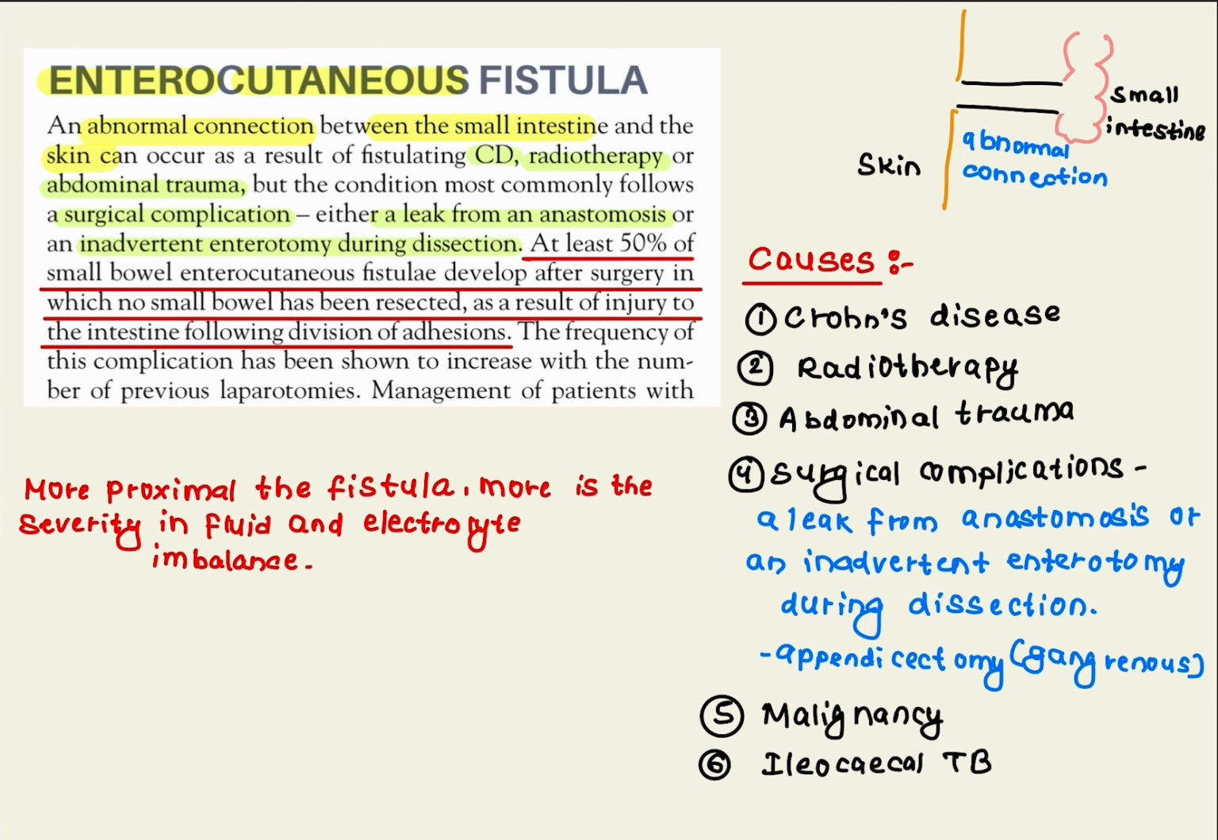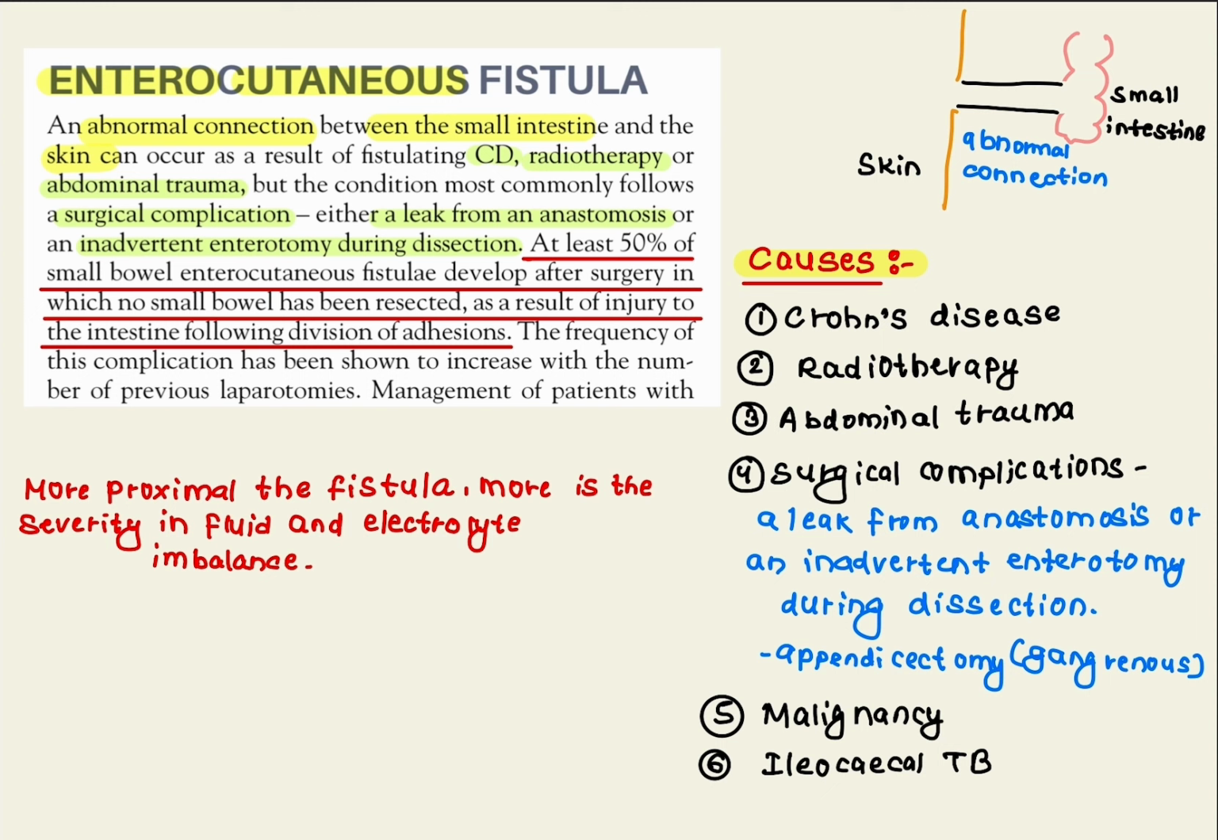Talking about the causes of enterocutaneous fistula, they include Crohn's disease, radiotherapy, abdominal trauma, and surgical complications, that is, after anastomosis of two ends of the intestine, if there is a leak, or inadvertent enterotomy during the dissections. During an appendectomy, when a gangrenous appendix is being removed, if there is an inadvertent enterotomy, then it may also lead to the formation of enterocutaneous fistula.